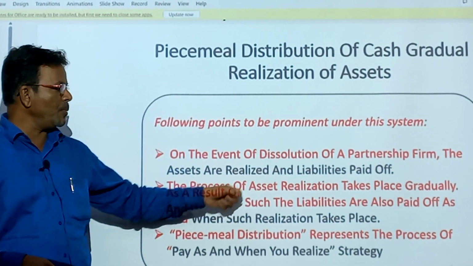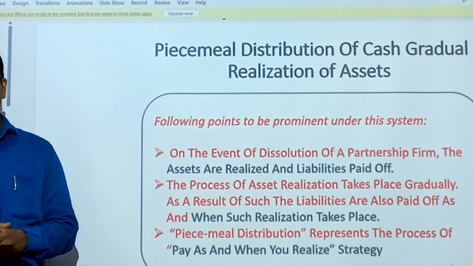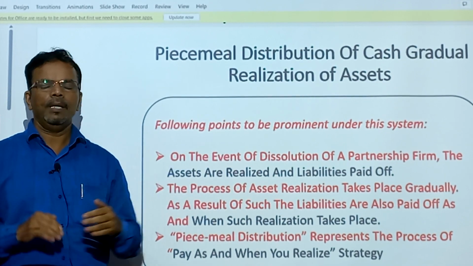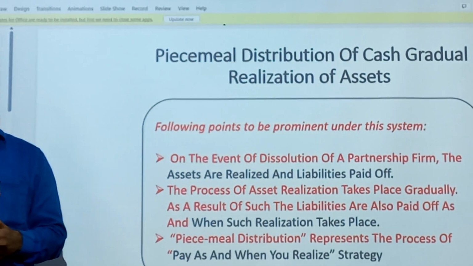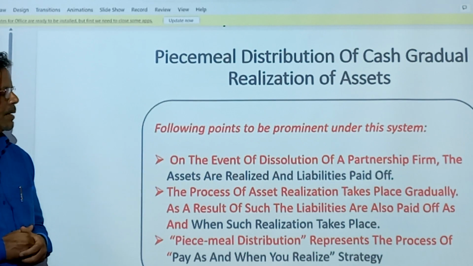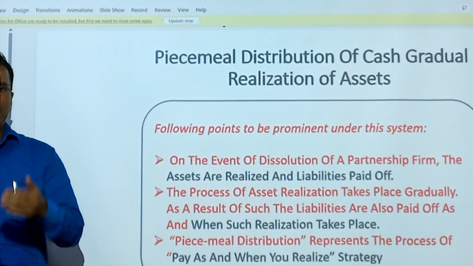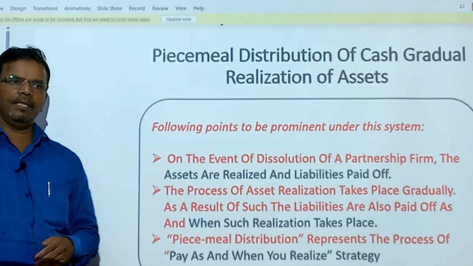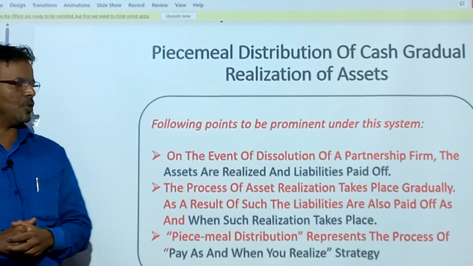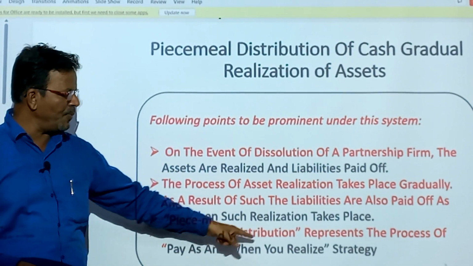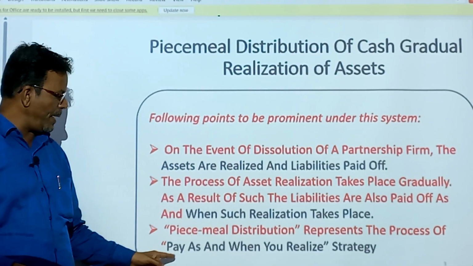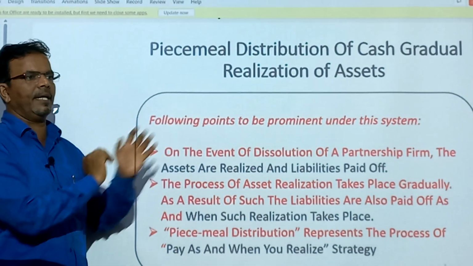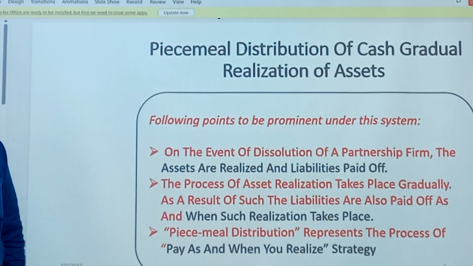Second point, the process of asset realization takes place gradually. This is not possible in a short period of time. Gradual means step by step. This may require 1 week, this may require 15 days, this may require 1 month. So gradually we will sell the asset and gradually we receive the amount and gradually we pay the liability, and this process is known as piecemeal distribution of cash. So piecemeal distribution represents the process of pay as and when you realize. जब जब पैसा मिलेगा तब तक हम लोग क्या करेंगे, liability payment करेंगे.